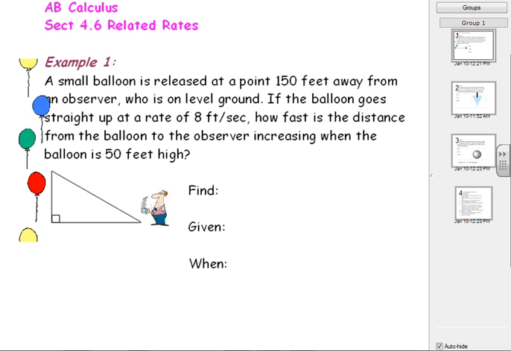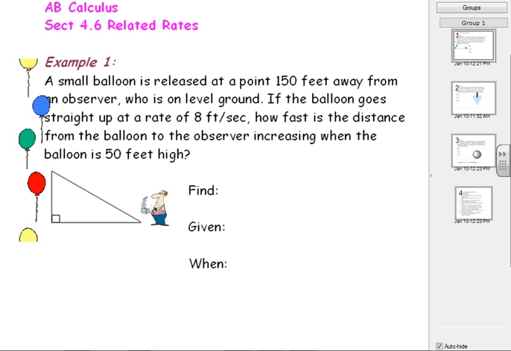Okay, a small balloon is released at a point 150 feet away from an observer. It's going to be like max mins, but a little bit easier. The observer is on level ground. If the balloon goes straight up at a rate of 8 feet per second, how fast is the distance from the balloon to the observer increasing when the balloon is 50 feet high?